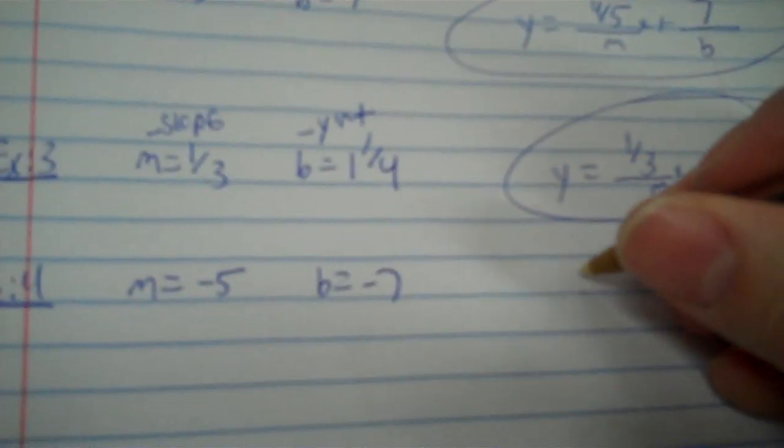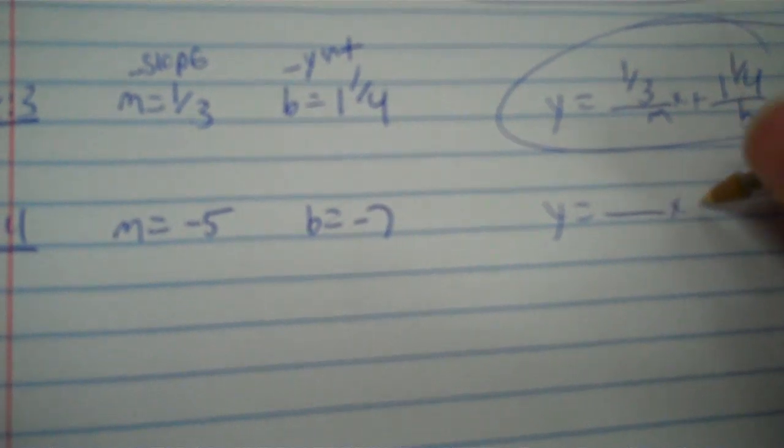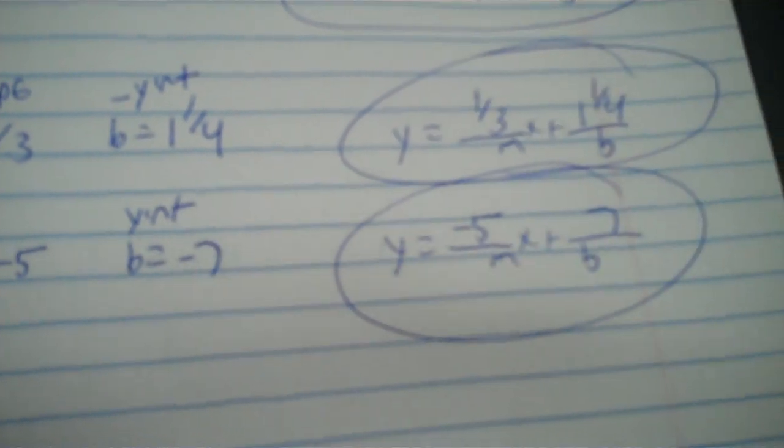Example 4, m equals negative 5, b equals 7. So m is the slope, b is the y-intercept. So negative 5 and 7. Y equals negative 5x plus 7.